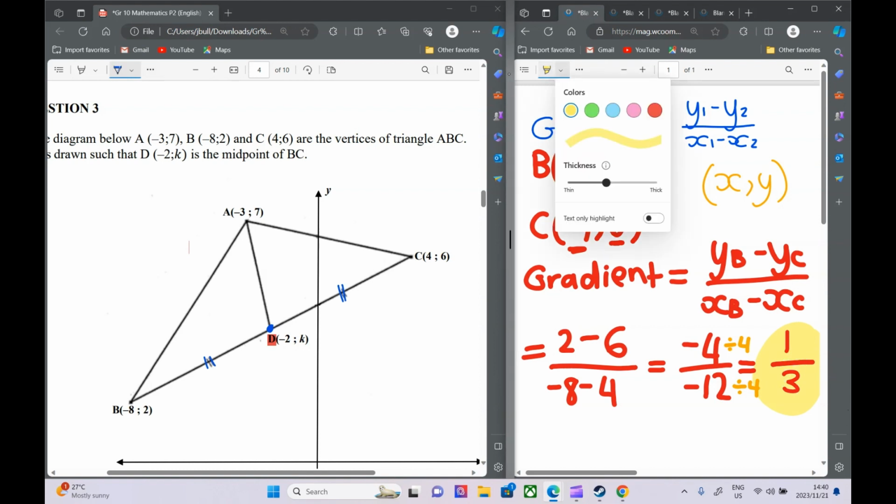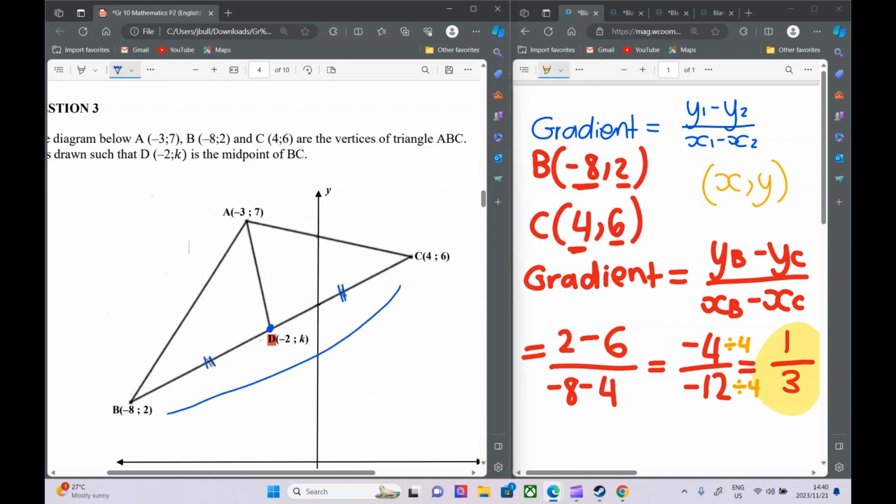Okay, we could fill it in here. So the gradient of this line, let's just say M is another word that they use as another representation for gradient. So we could say the gradient there is 1/3. Let's see what they want next.